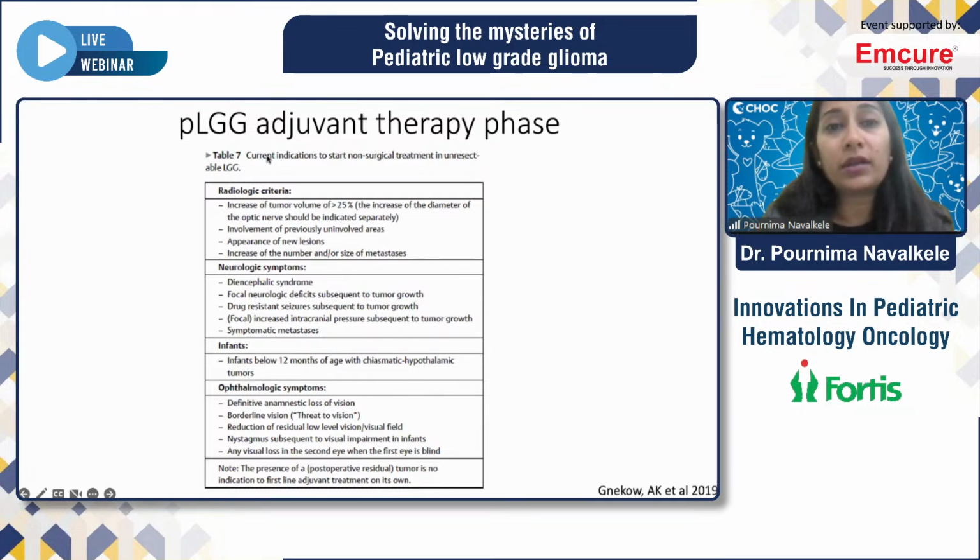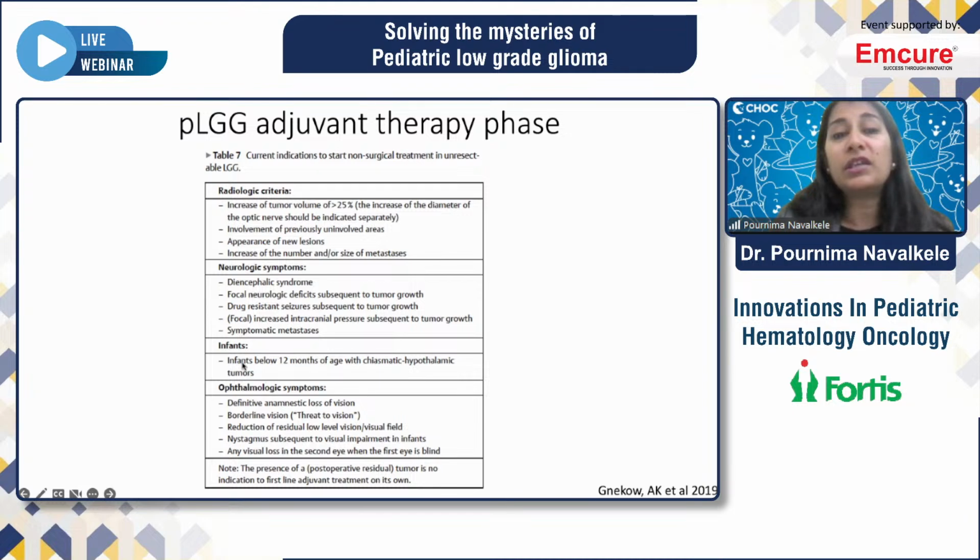So the adjuvant therapies which can be used for PLGGs, the current criteria or indication is radiologic, which is, say, you see an increase of tumor volume of more than 25%, or new areas of involvement, or new lesions appearance, or increase in the size of lesions. Neurological symptoms like diencephalic syndrome, focal neurological deficit because of tumor growth, drug-resistant seizures because of tumor growth, or raised ICP-related symptoms, or symptomatic tumors or metastatic disease.